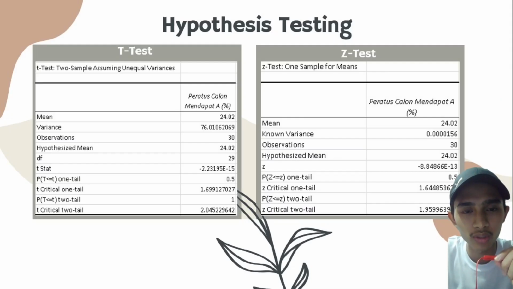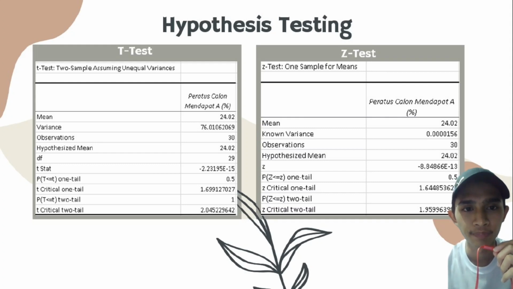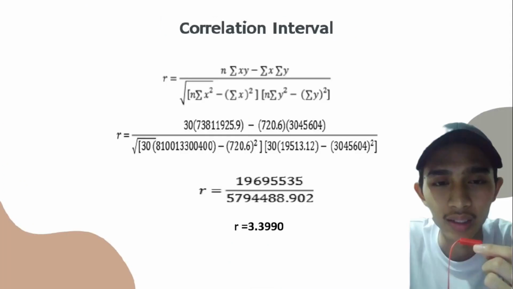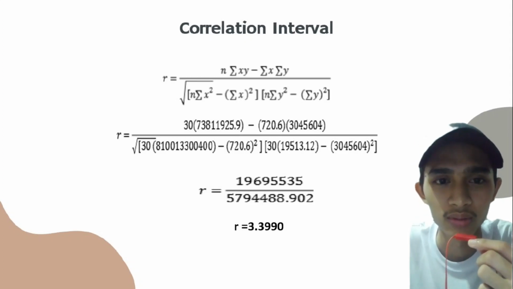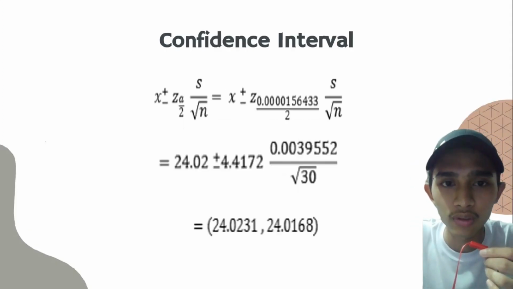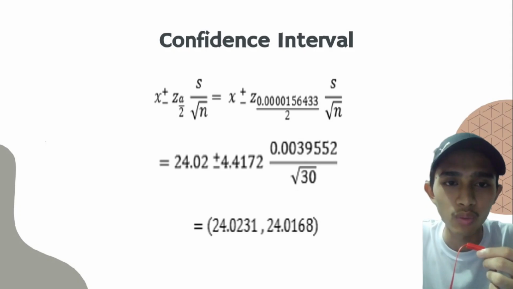Next, 4.2 hypothesis testing. It shows the diagram about the t-test and z-test. Actually both are one sample. So 4.3 is the correlation analysis. For the result we see, R is 3.3990. Alright, for 4.4 confidence interval, we got 24.0231 and another one is 24.016.